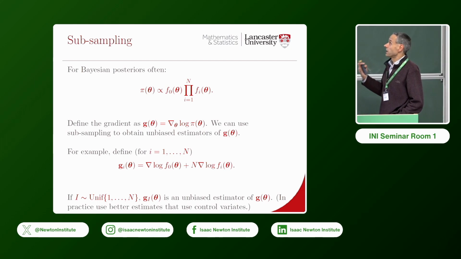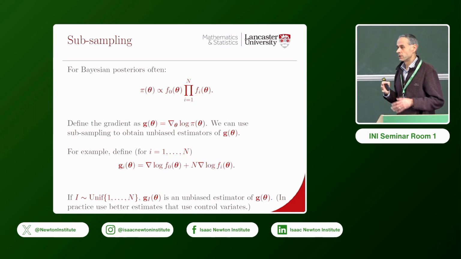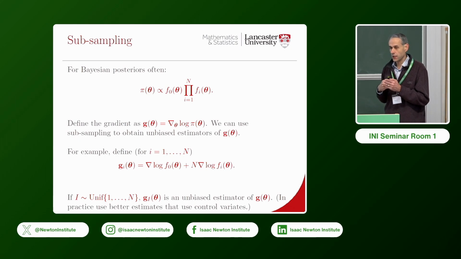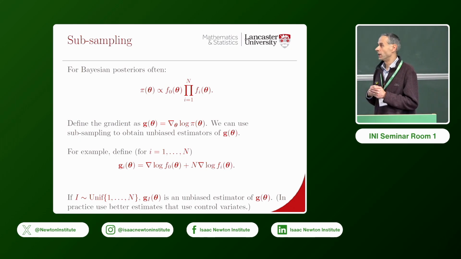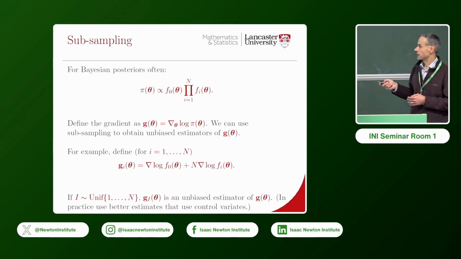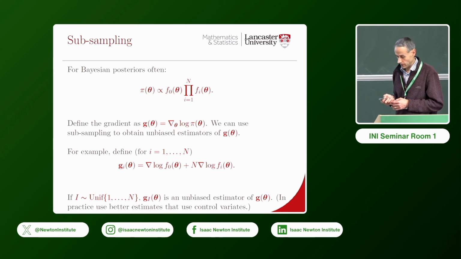And so the idea of these subsampling approaches is, would it be possible to implement our algorithm where we replace the costly step of calculating the true gradient of log pi with the much cheaper cost of calculating this unbiased estimator of the gradient of log pi?